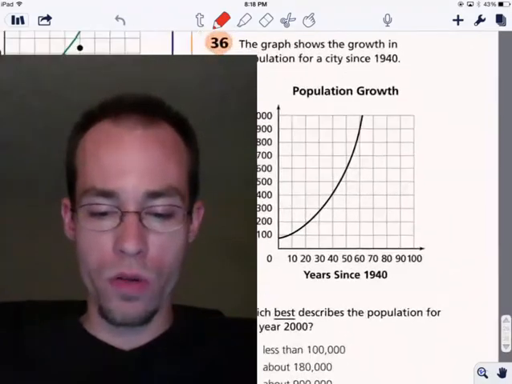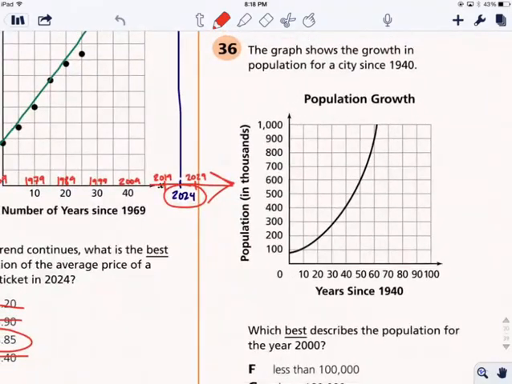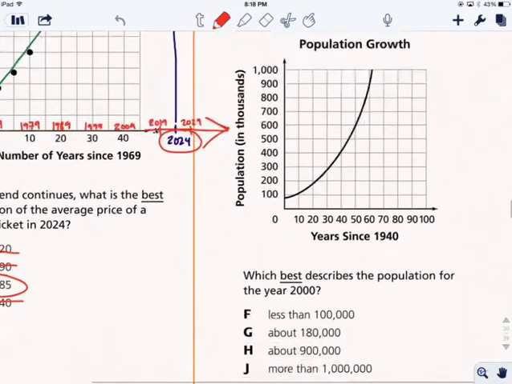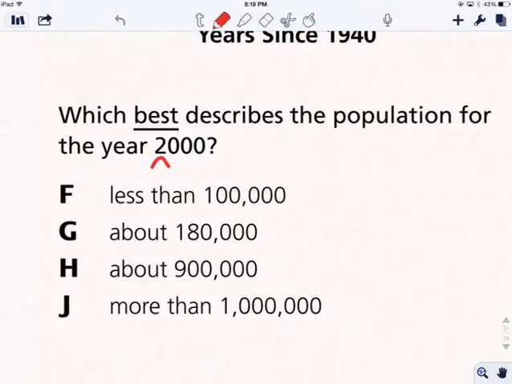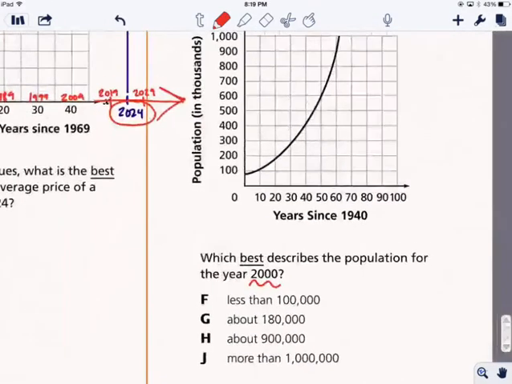So number 36, we are given a graph, an exponential graph actually, of population growth, and we want to know what is approximately the population in the year 2000. This problem is really easy.